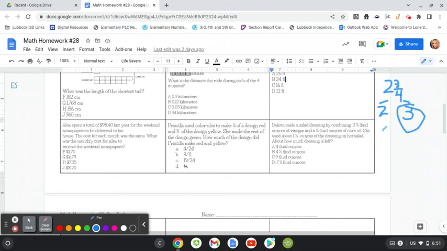Okay, 6 1/8 is between 6 and 7. 1/8 is closer to 0. I remember our benchmark fractions are 0, 1/2, 1 whole. So 6 1/8 is closest to 6. The next one says 1 3/8. Remember, our benchmarks are 0, 1/2, 1 whole. This is really closest to 1 1/2.